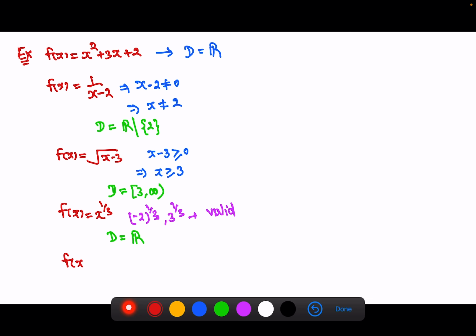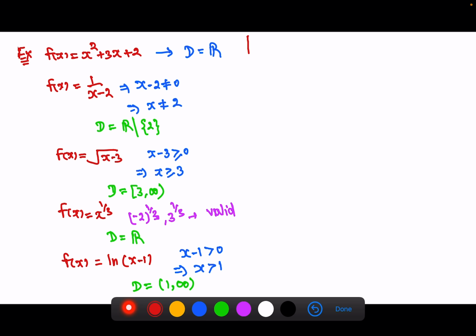If function is logarithmic function, suppose it is ln(x minus 1). Then domain restriction for this function is that inside log it should be strictly positive. So we can write x minus 1 greater than 0, so x greater than 1. So domain I can write it is 1 to infinity.